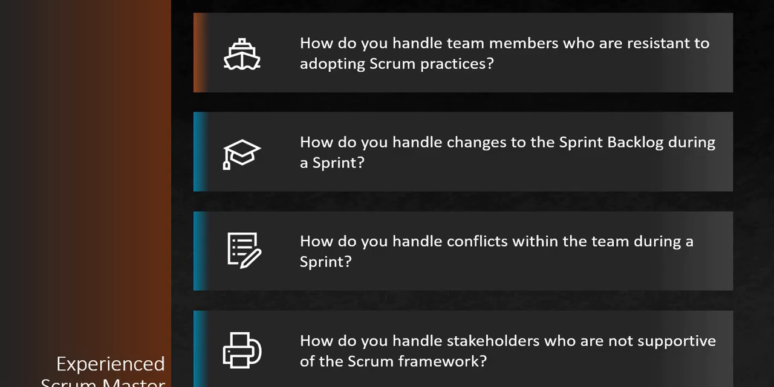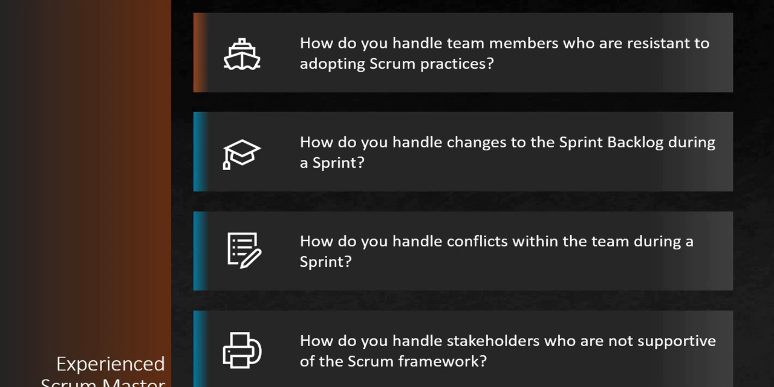How do you handle the team members who are resistant to adopting the Scrum practices? As a Scrum Master, it's important to understand why the team members are resistant to Scrum practices. I would start by having a conversation with the team members to understand their concerns and address them appropriately. If the resistance is due to a lack of understanding, I would provide them with training and resources to help them better understand Scrum. If the resistance is due to a lack of trust, I would work on building trust between the team members. It's important to be patient and persistent in addressing the resistance to ensure a successful transition to Scrum.